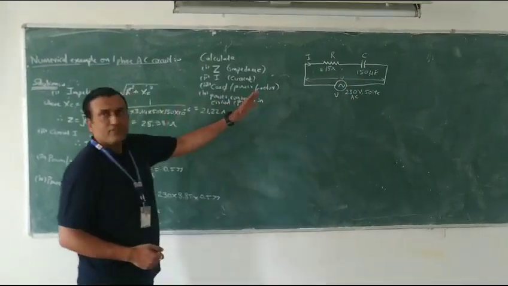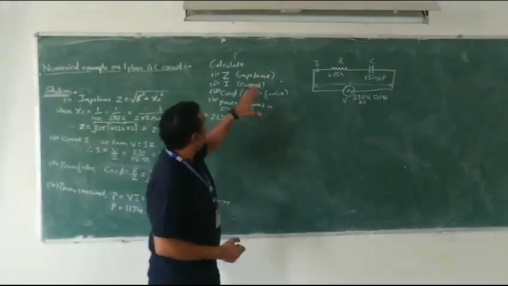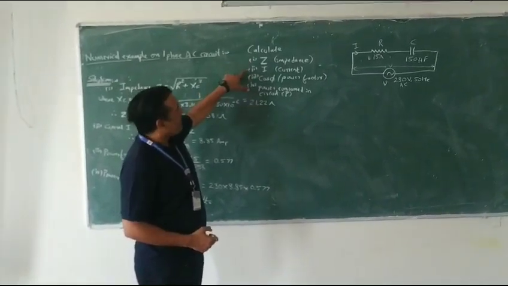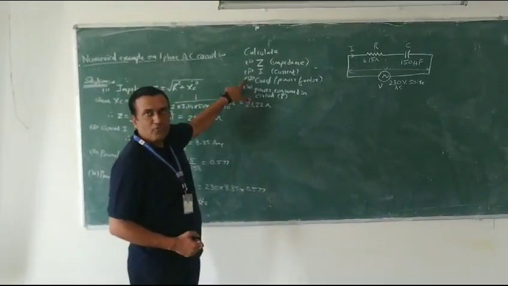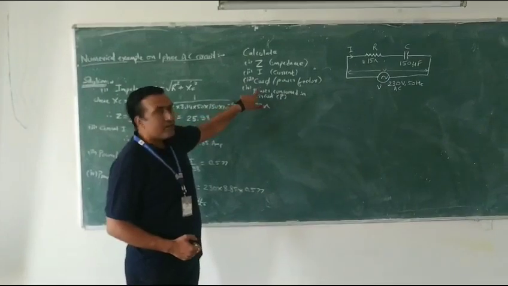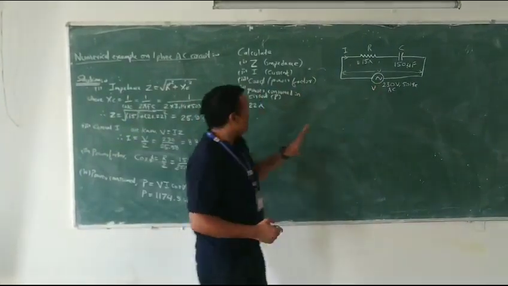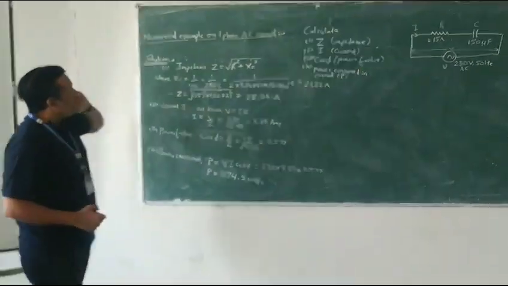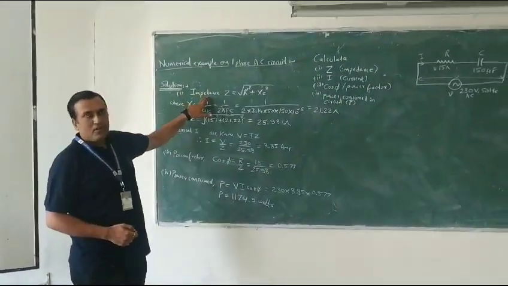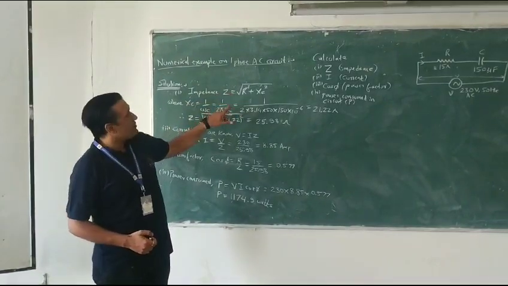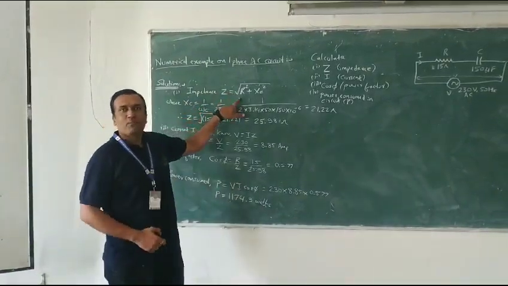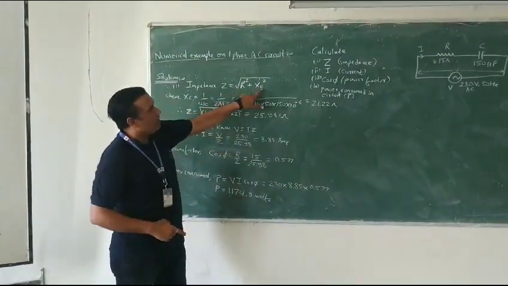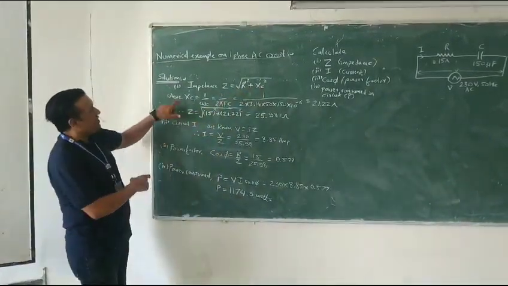So we have to find out some quantities from this circuit, which are as follows. We have to calculate first Z impedance, then current, then power factor cos phi, and after that power consumed in this circuit. So we will start the solution of this numerical problem here. First of all, we have to find out impedance. You know the formula for impedance is Z equals under root of R square plus XC square. So we have R here, we require XC. So we can find out XC with this formula.